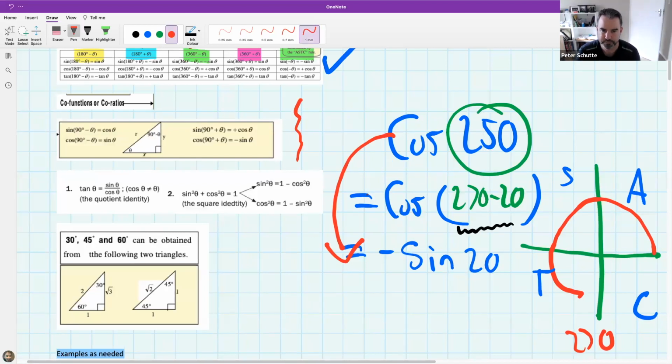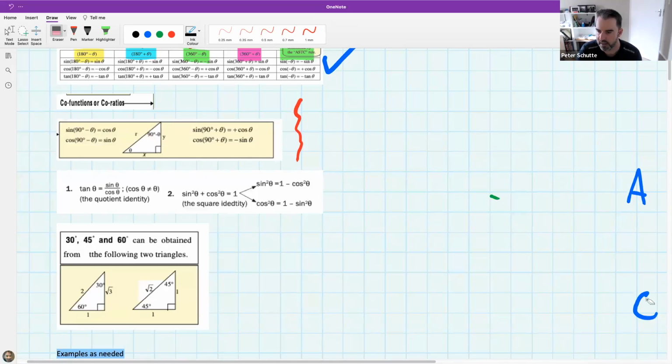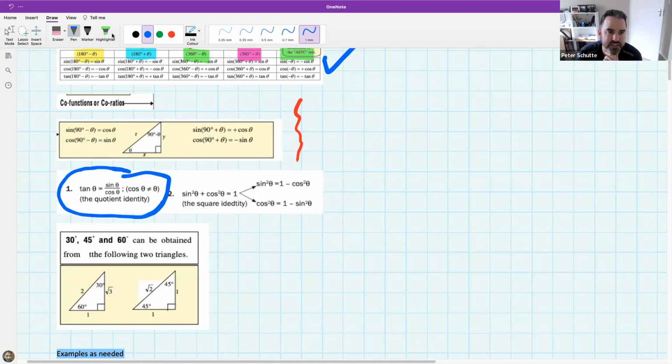Now, there are some other things that we need to have in our toolkit for today. The one important one is that you can always rewrite the tan of theta as the sine of theta over the cos of theta. They call that the quotient identity. And then you can also use sine squared theta plus cos squared theta equals 1. And that's called the square identity.